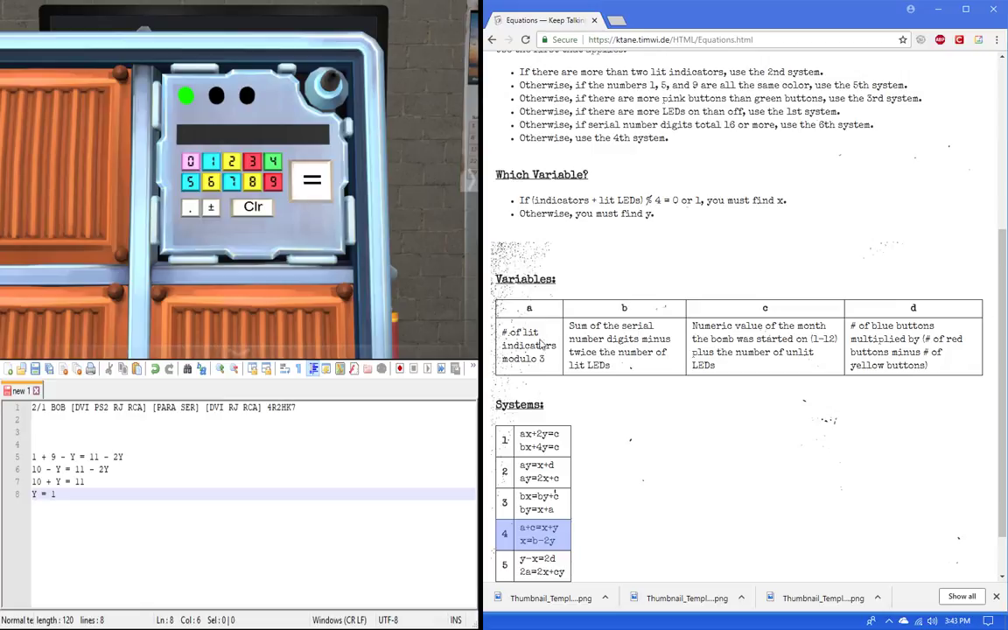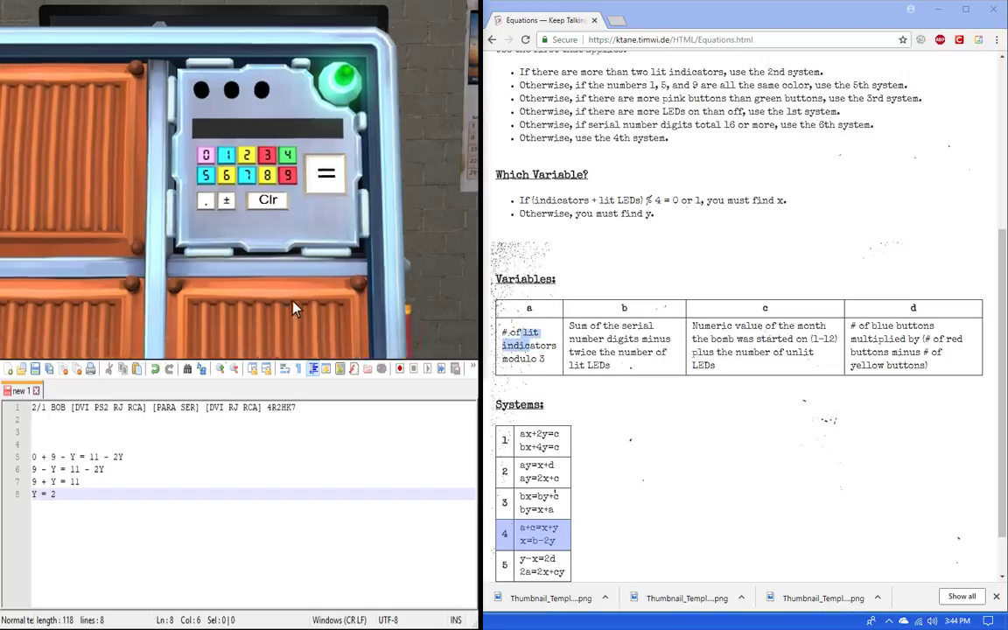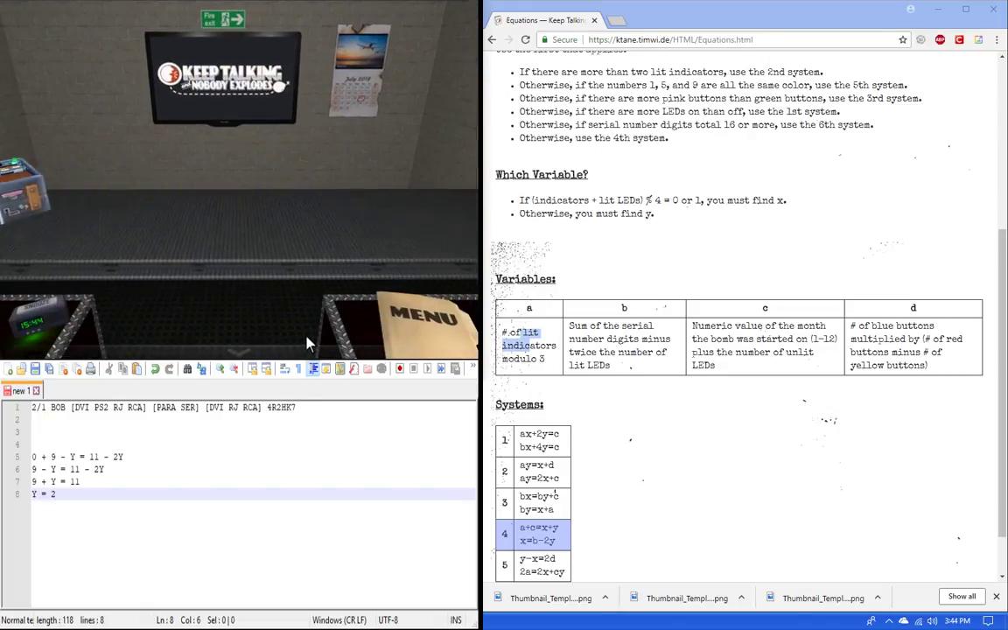That's 9. That's 1. Number of lit indicators, modulo 3. We have no lit, so that's going to be 0. So it's 0 plus 9, so this becomes 9. So 11 minus 9 is 2. There we go. So I forgot. I thought it was just the number of indicators, but it's the number of lit indicators, modulo 3. There wasn't any lit indicators, so it was actually 0, not 1.